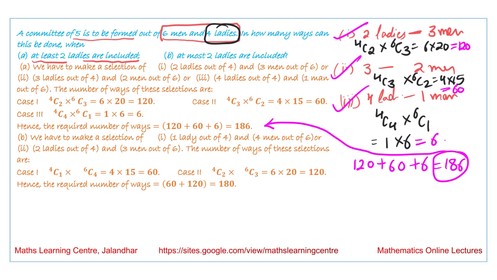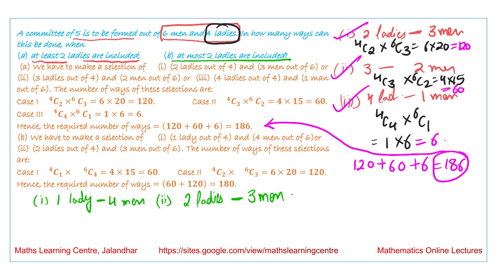So when we are saying at most 2 ladies are included, it means we have the case first that 1 lady is there, and second 2 ladies are there. At most 2 means maximum 2 can be there. So if 1 lady is there, it means 4 men are there, and if 2 ladies are there, then 3 men are there. The committee is to be formed with 5 persons.